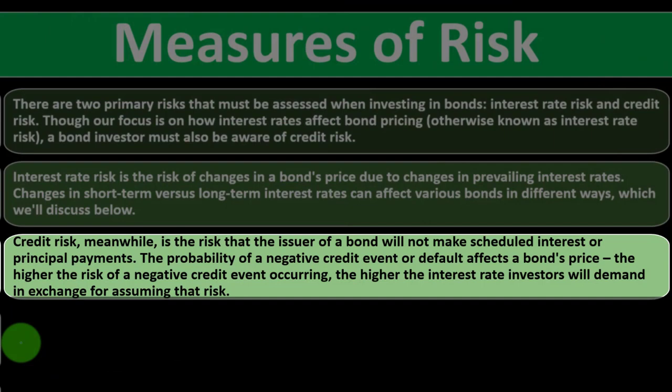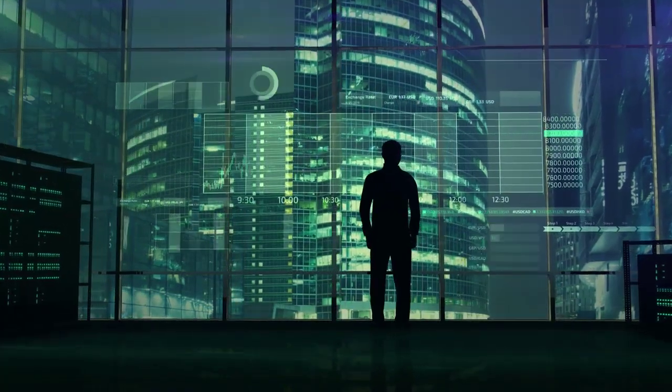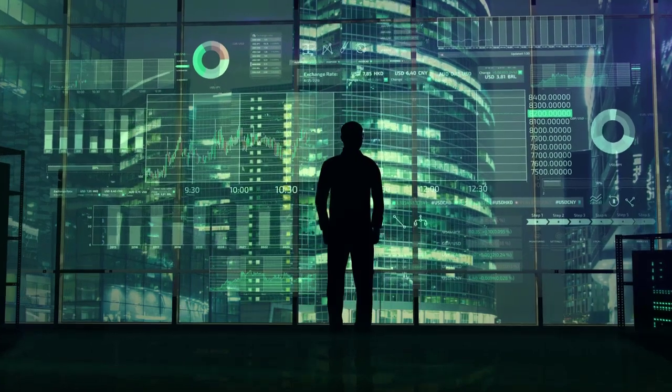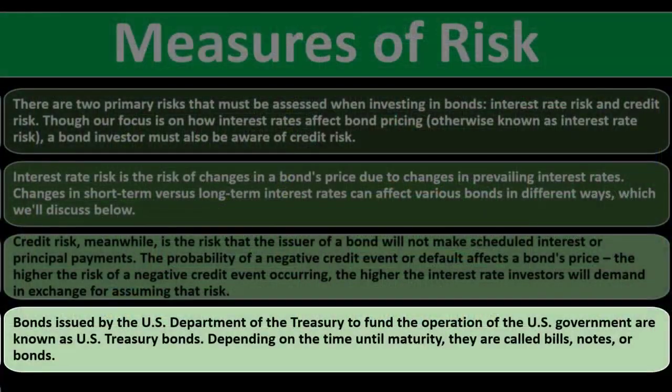So the probability of a negative credit event or default affects a bond's price. The higher the risk of a negative credit event occurring, the higher the interest rate investors will demand in exchange for assuming that risk. So clearly smaller companies typically will have to pay higher rates to account for the fact that they're more likely to go bankrupt than a large company or the government. So bonds issued by the U.S. Department of the Treasury to fund the operations of the United States government are known as U.S.